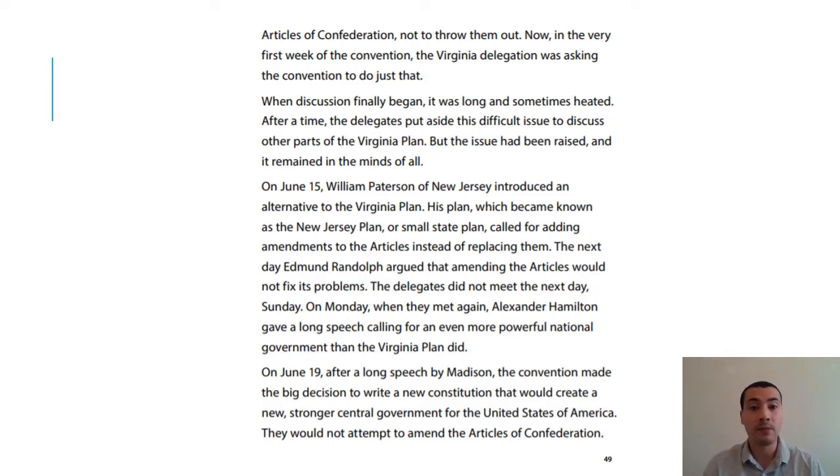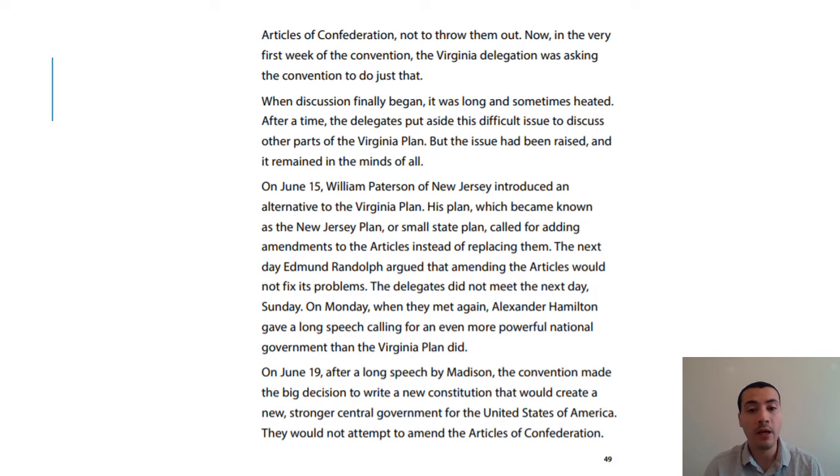On June 15, William Paterson of New Jersey introduced an alternative plan to the Virginia plan. His plan, which became known as the New Jersey Plan or the Small State Plan, called for adding amendments to the articles instead of replacing them. The next day, Edmund Randolph argued that amending the articles would not fix its problems. The delegates did not meet the next day, Sunday. On Monday, when they met again, Alexander Hamilton gave a long speech calling for an even more powerful national government than the Virginia Plan did.